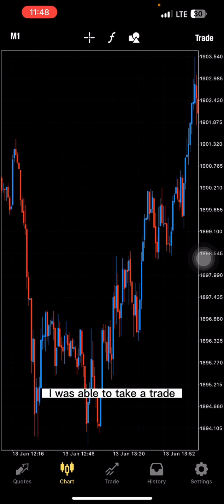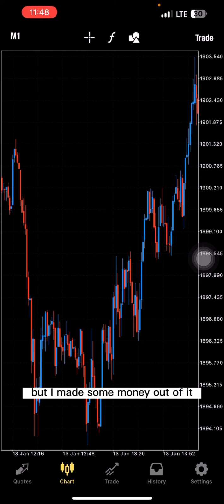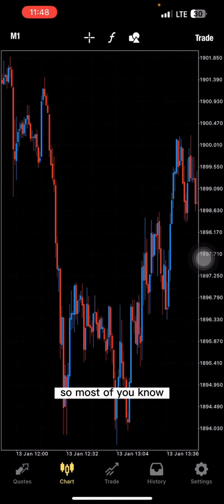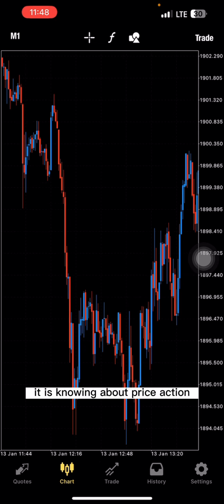So today guys, I was able to take a trade, though I didn't stay in that trade for a long time, but I made some money out of it. And so I took this trade on the gold pair. Most of you know gold is very volatile, and one of the best pairs to scalp is gold. But what helped me, traders, is knowing about price action.